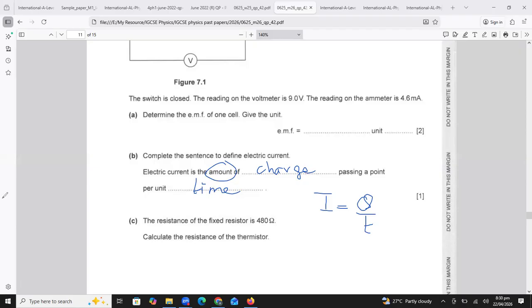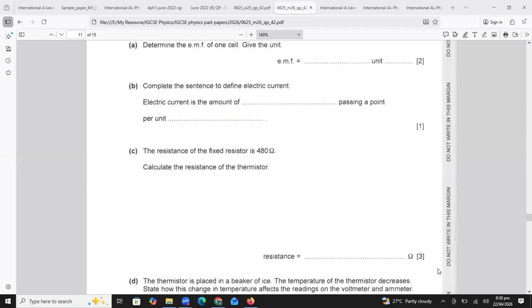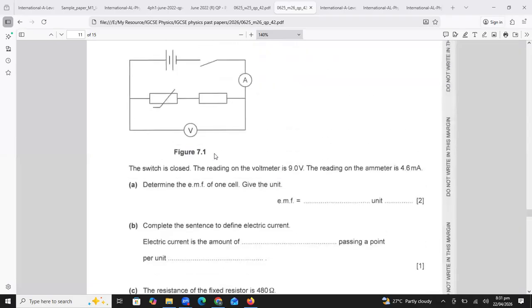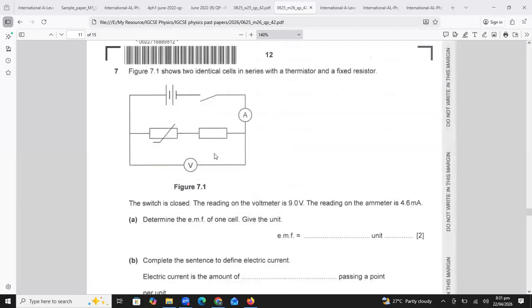Now I'm moving towards the next part. Part C has a weightage of 3 marks. The resistance of the fixed resistor is 480 ohm, and we have to calculate the resistance of the thermistor. This question is interesting because they are giving the fixed resistor resistance as 480 ohm.